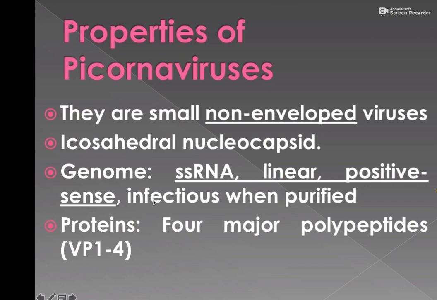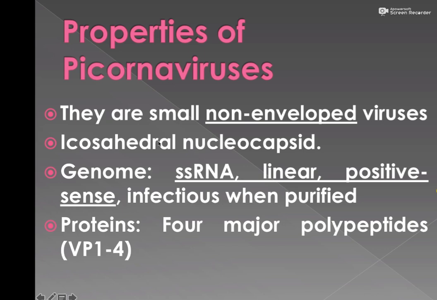Why? This is a very important point. It is infectious when purified. When we look at one of the groups of the family, for example poliovirus, which causes poliomyelitis, or echovirus, the RNA of these viruses is infectious. Even if only RNA infects the patient, it will cause infection.